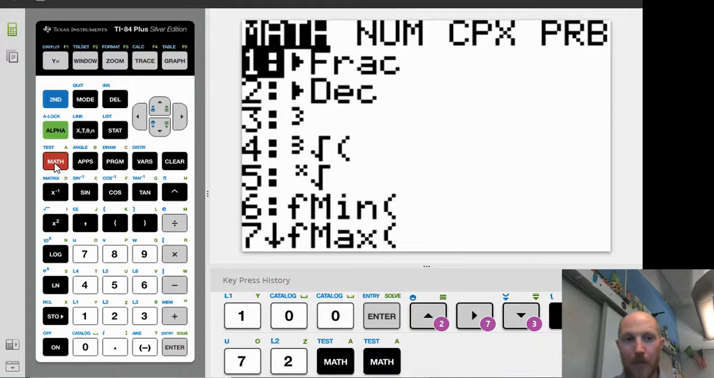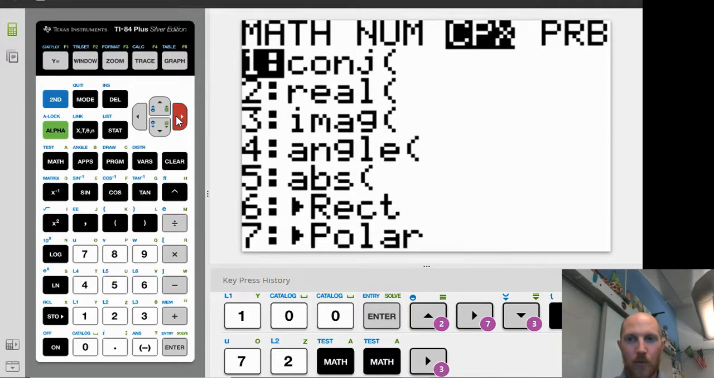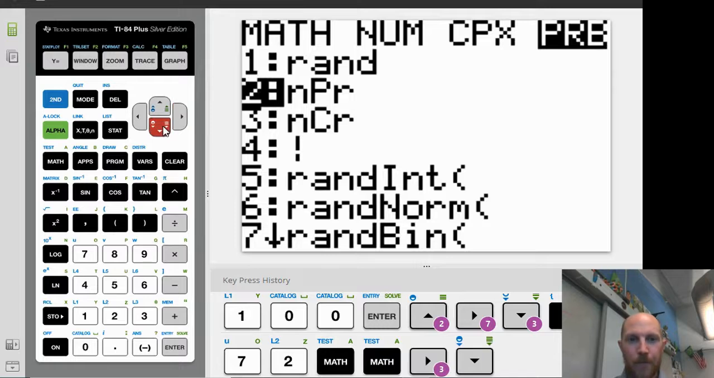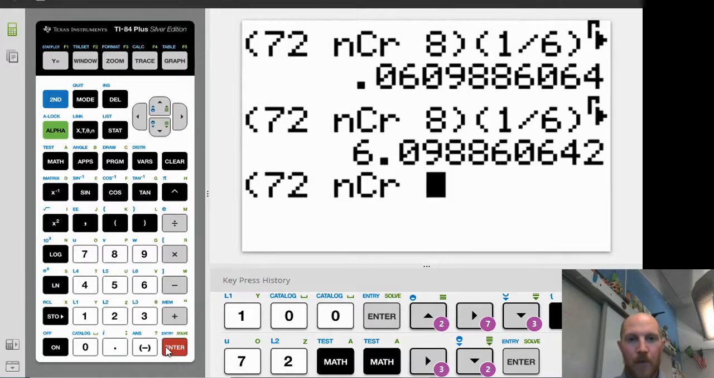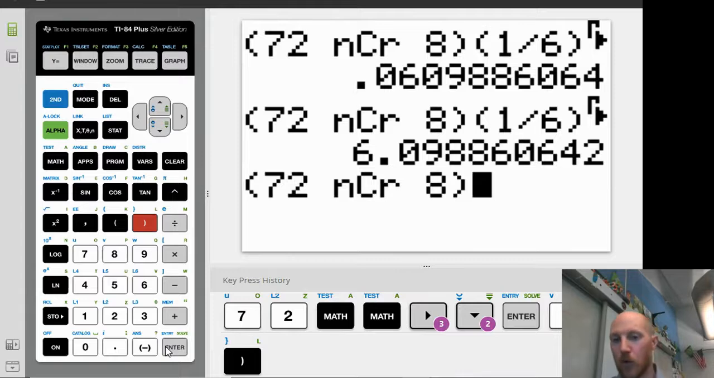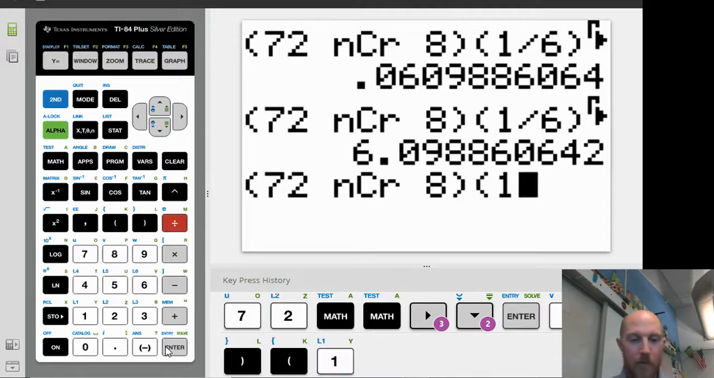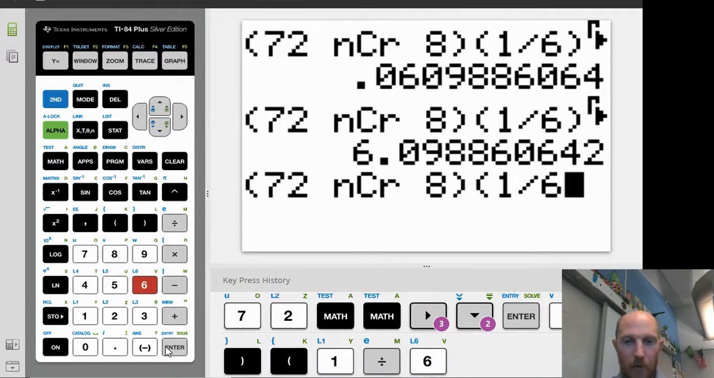the NCR lives in the math menu. So I'm going to hit math. I'm going to scroll over here to probability, and I'm going to go down to NCR. Enter, blam, there it is on the screen. 8. I'm going to close those parentheses and open a new set of parentheses. 1 divided by 6. Close those parentheses.